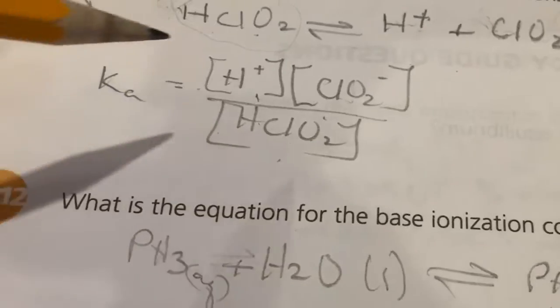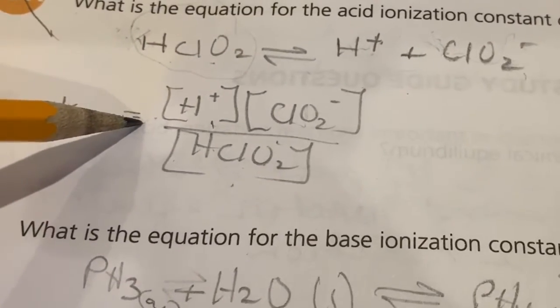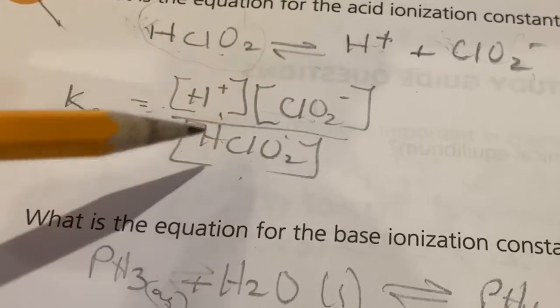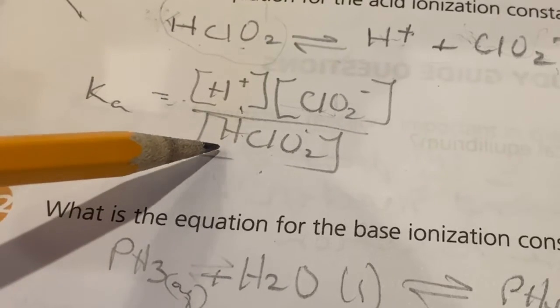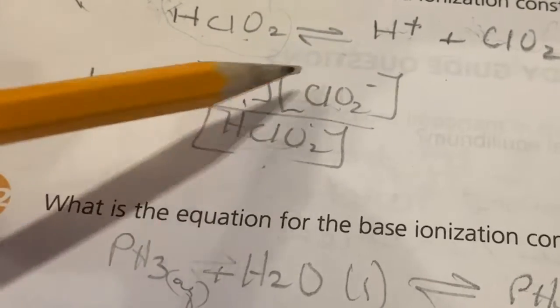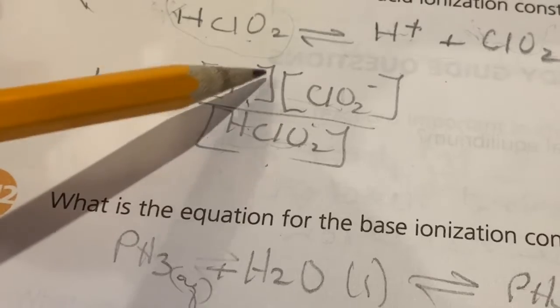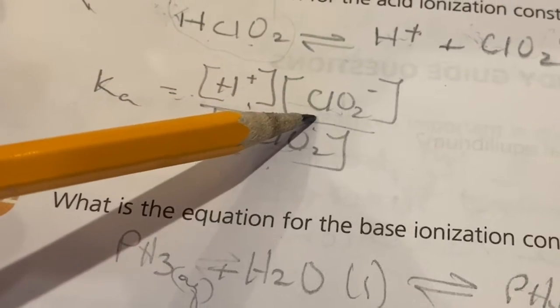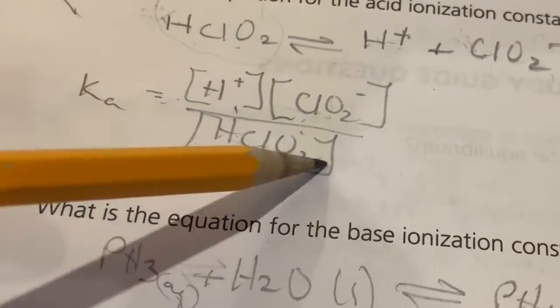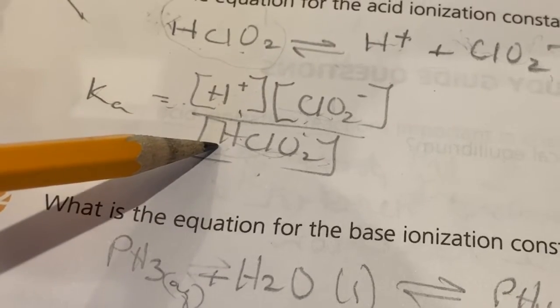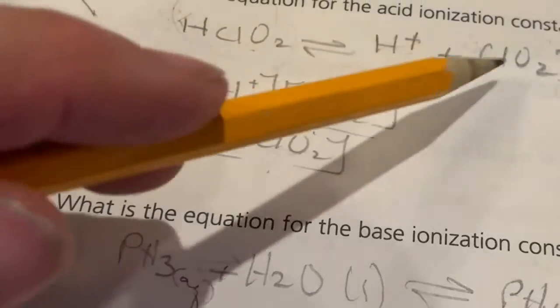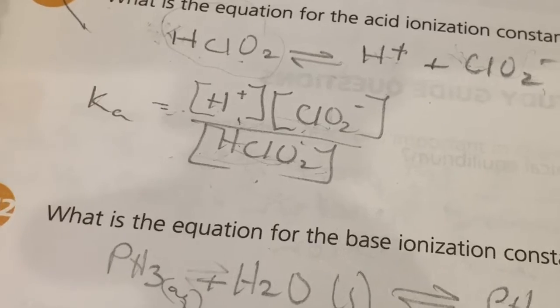And our K sub A, we put our products on top, and we divide by our reactants. And so we just plug those in. H positive, the concentration of that, times the concentration of ClO2 negative, is divided by HClO2. And there's no stoichiometric coefficients, so we don't have to worry about those.